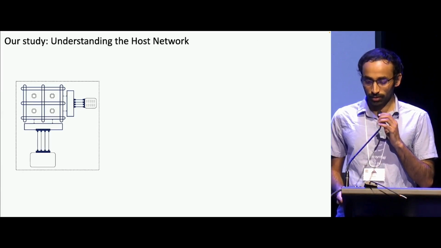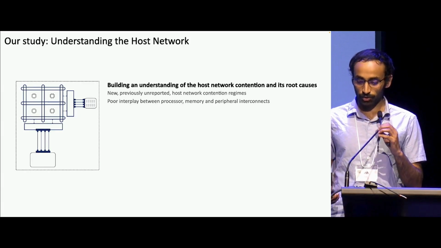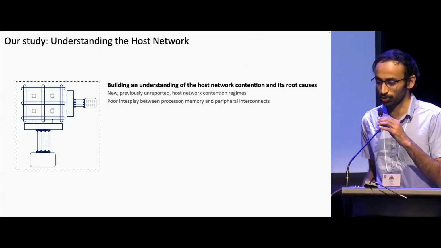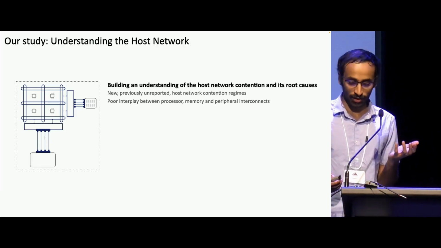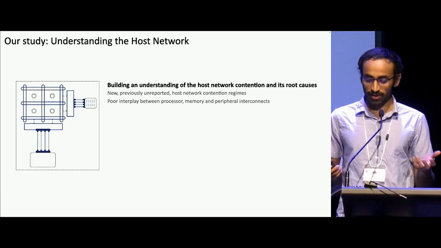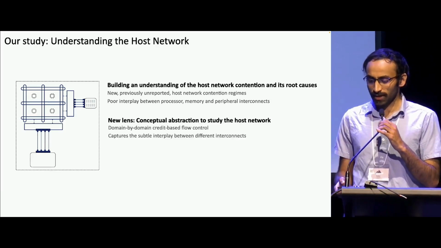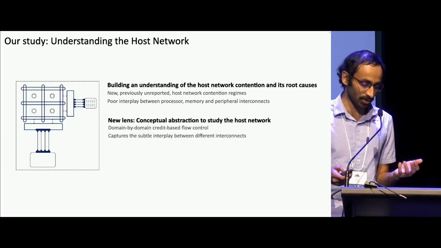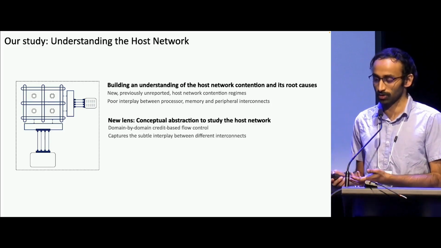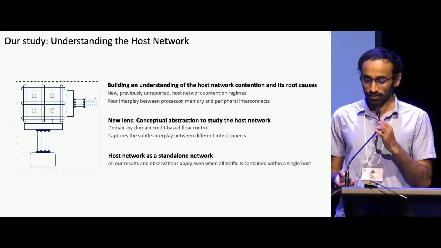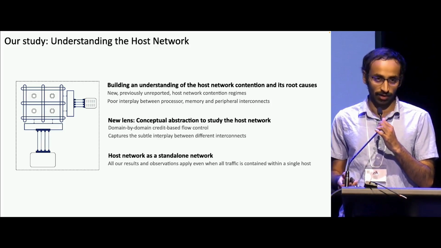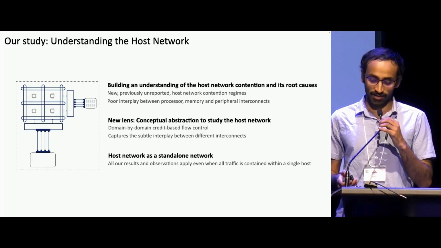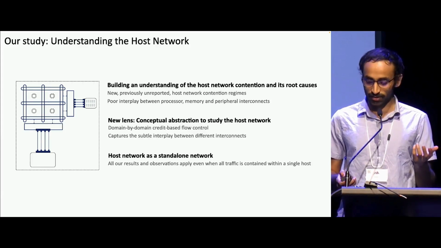This talk consists of three parts. First, I'm going to build a deeper understanding of host network contention and its root causes. And here I'll show you that the problem is not just because of resource bottlenecks, but rather due to the poor interplay between these different interconnects in the host network. Second, I'm going to present a new conceptual abstraction to study the host network that captures these interplays and allows us to explain the impact of contention on applications. And finally, I will argue that in contrast to the title of the session, it actually is interesting to study the host network as a standalone network in itself rather than just as the edge of the data center network.